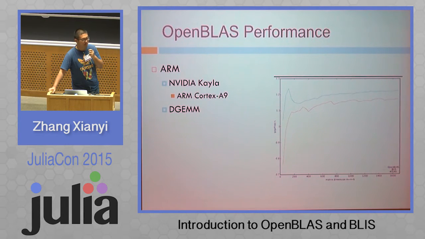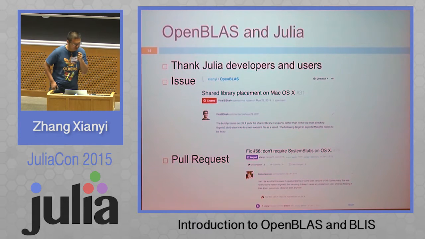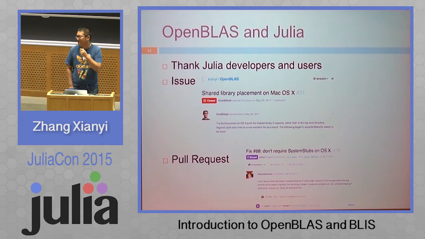Here is the graph about the ARM processor. The blue line is OpenBLAS, the red line is the BLIS project, and the green line is ATLAS. Higher is better, so we obtained better performance on ARM. I must thank the Julia developers and users for finding many bugs in OpenBLAS and submitting many pull requests to OpenBLAS. Thank you very much.